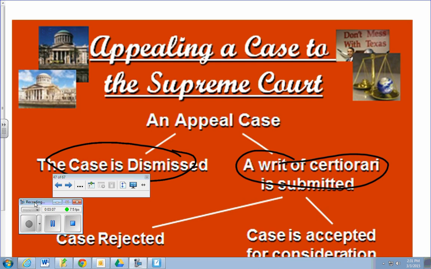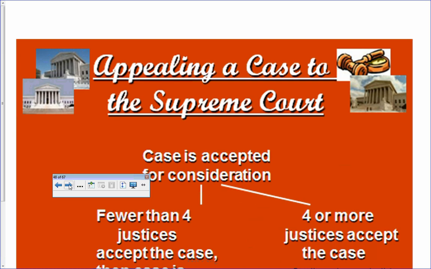So the person petitioning the Supreme Court, known as the petitioner, requests a writ of certiorari. They request a petition from the Supreme Court to hear their case. And if the Supreme Court grants cert, they're saying send up the records. They haven't made a decision. They're simply saying, yes, send up the records from the lower court, and we'll take a look at it.